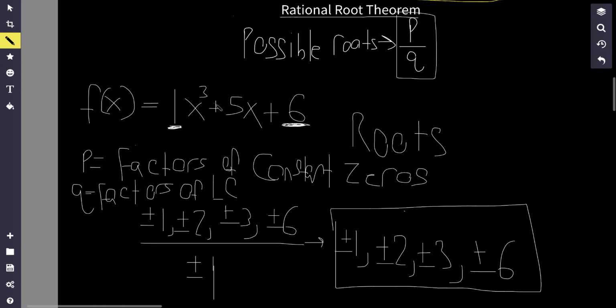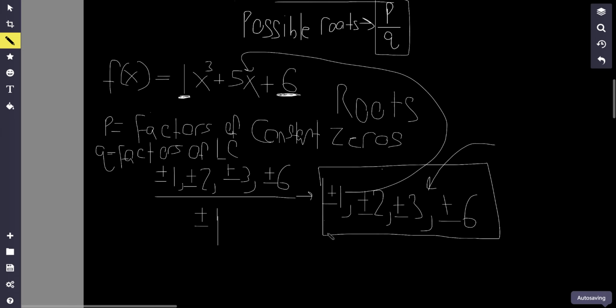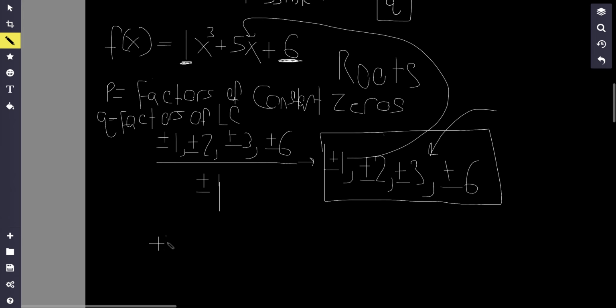For this polynomial, there can be infinite roots you can guess, but with the rational root theorem, you can get a select few that you can choose from and see if it's actually a root. One thing I can do is, let's just say I plug in 1 into my polynomial. If I plug in +1, I'm going to get f of 1 is equal to 1 times 1, which is just 1, plus 5 times 1, which is just 5, plus 6, and I get 12.